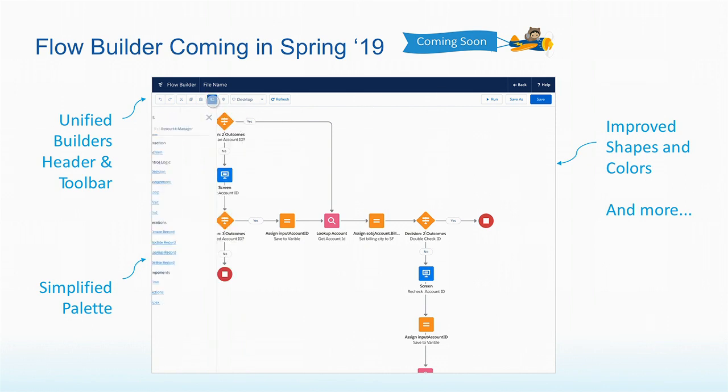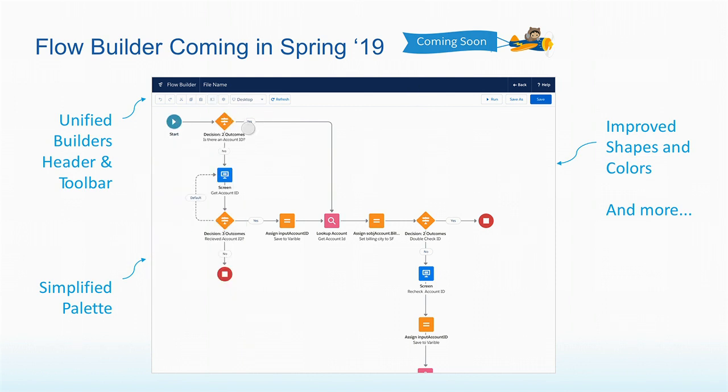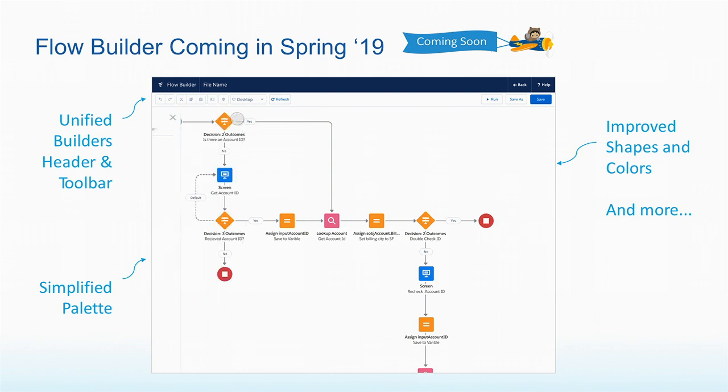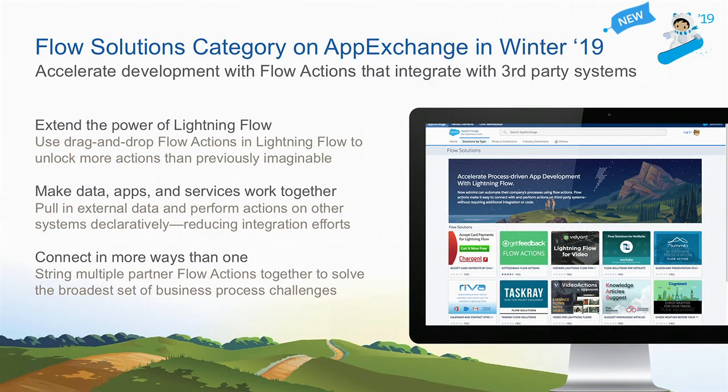And it is in pilot now, a private pilot, but in the next one, Spring 19, it will be GA. And last week we actually launched App Exchange for Flow Solutions. So ISVs have already started posting things that you can just drop in based on industries.